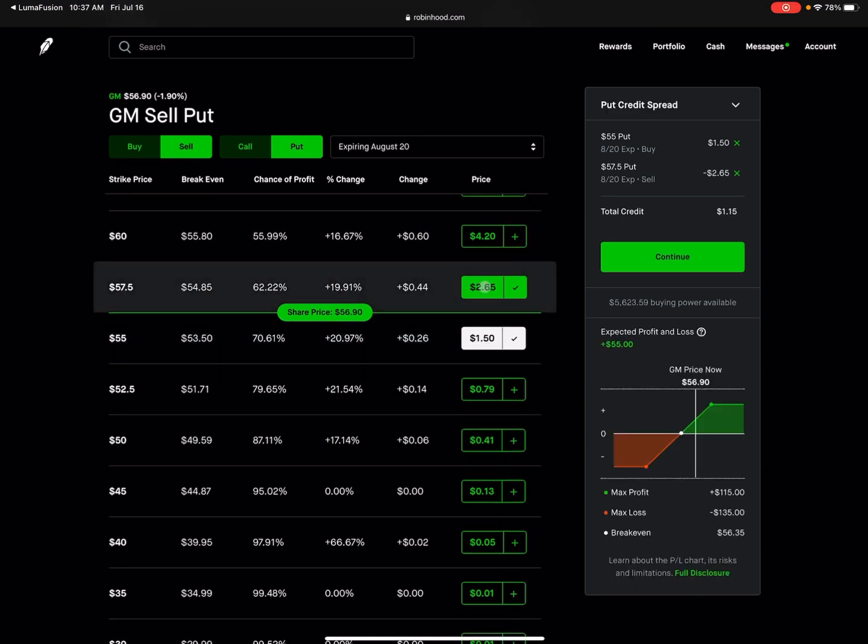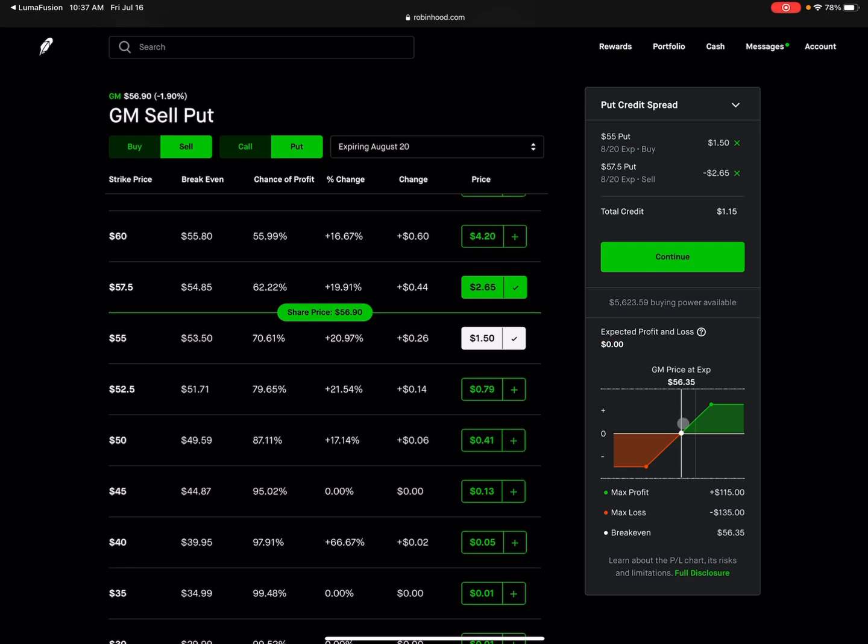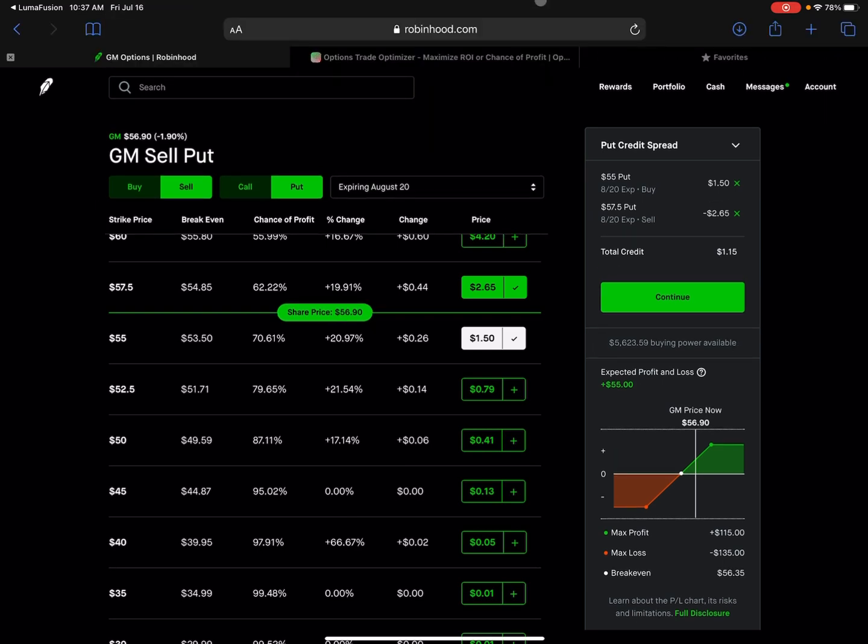Over here you'll see that your break-even point will be at $56.35. If it goes up to $57.50, you make a profit. And if it goes down under 56.35, then you start losing some money. The total credit you would get is $115.